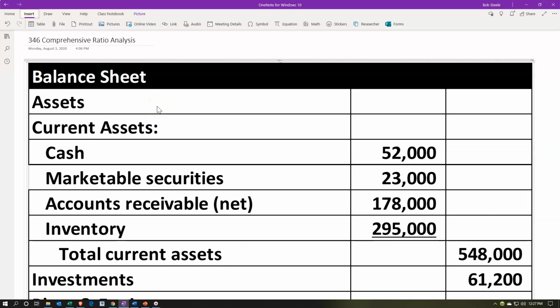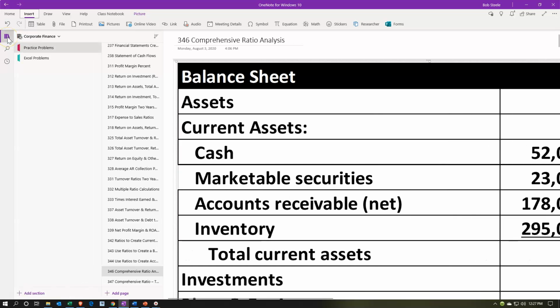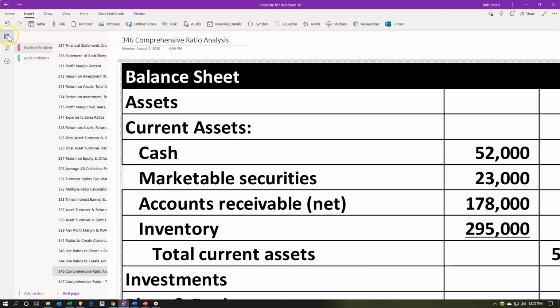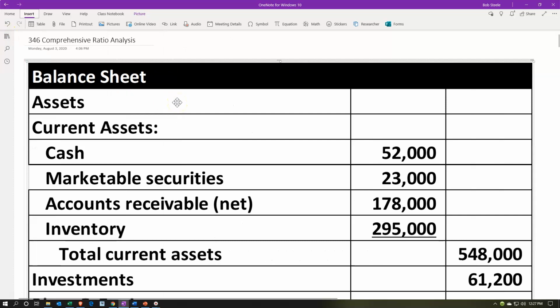Here we are in OneNote. If you would like to follow along in OneNote, you're not required to do so, but if you have access to it and would like to, we're going to select this item up top. We're in the 346 Comprehensive Ratio Analysis tab under the Practice Problems section. Closing this back out, we're going to go through all of our information up top, and then we'll show components or take components of that information as needed to work through our ratio analysis.